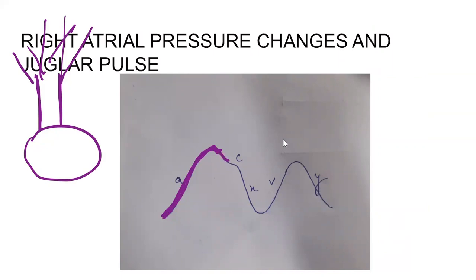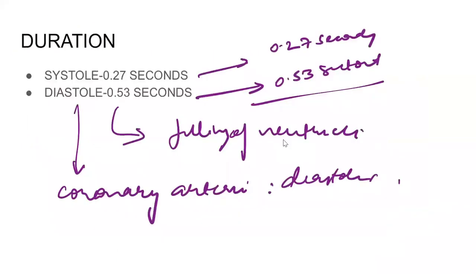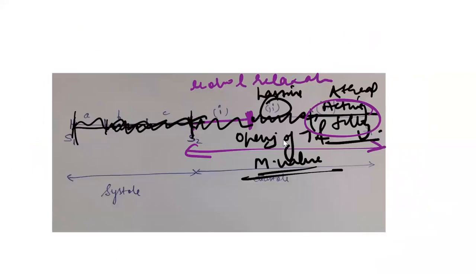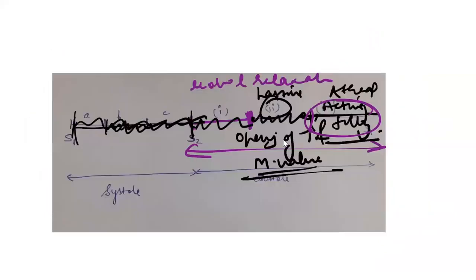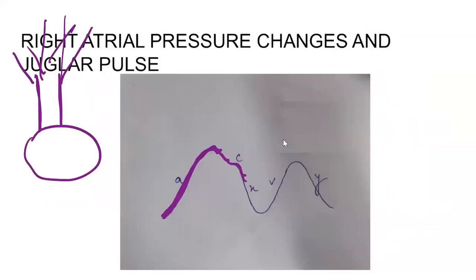Then we know that there is S1. It is closure of mitral and tricuspid valve. According to this diagram, also we can see that after this phase, there is S1. So there is closure of mitral and tricuspid valve, which will generate a small pressure wave in RA. Okay, and this is known as C wave. C wave is because of the closure of our tricuspid and mitral valve. And we have this X descent.